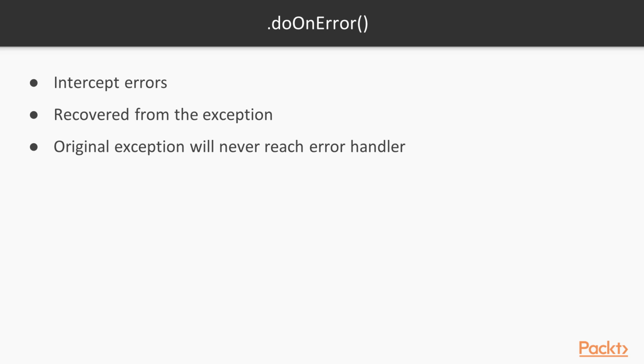Next method is .doOnError. .doOnError is a bit of a different beast. It's used to intercept errors that haven't reached the .subscribe yet. You may wonder how this is possible. It's because the flow can be intercepted and recovered from an exception. In such a case, the original exception will never reach the error handler if it's implemented in the .subscribe section.